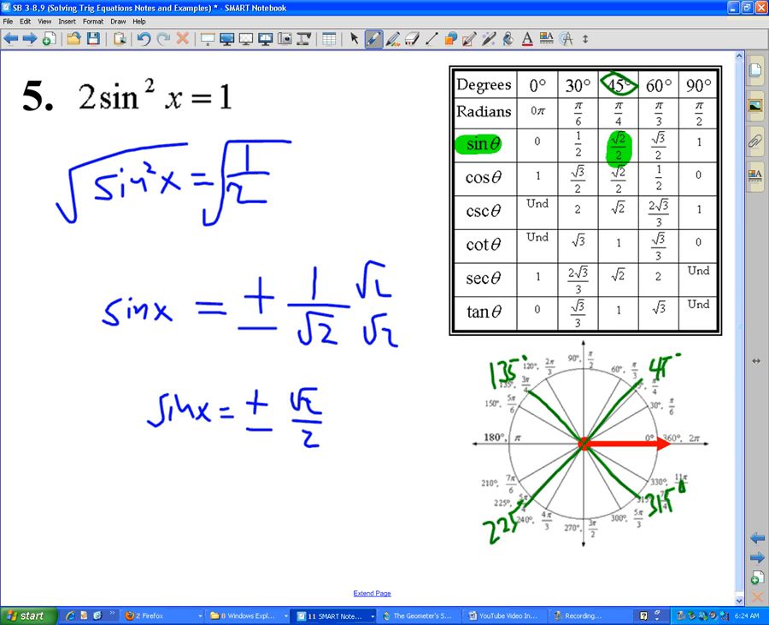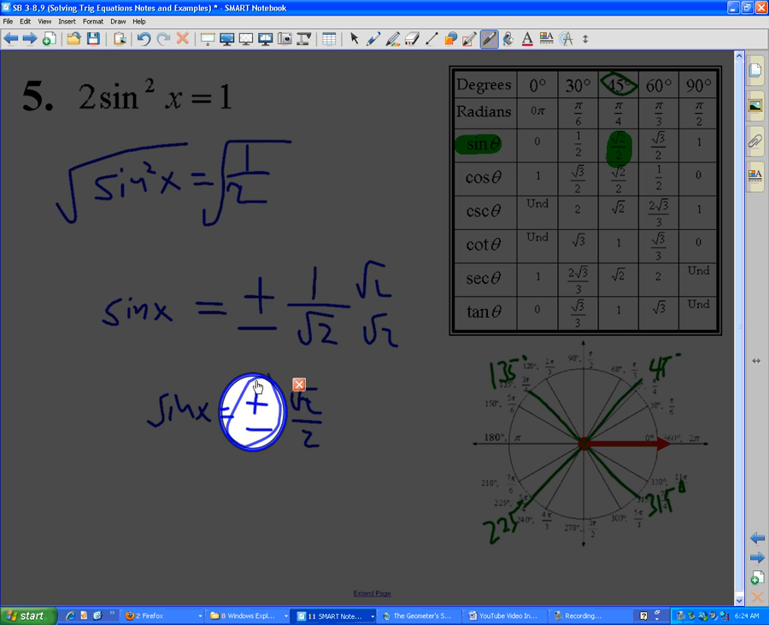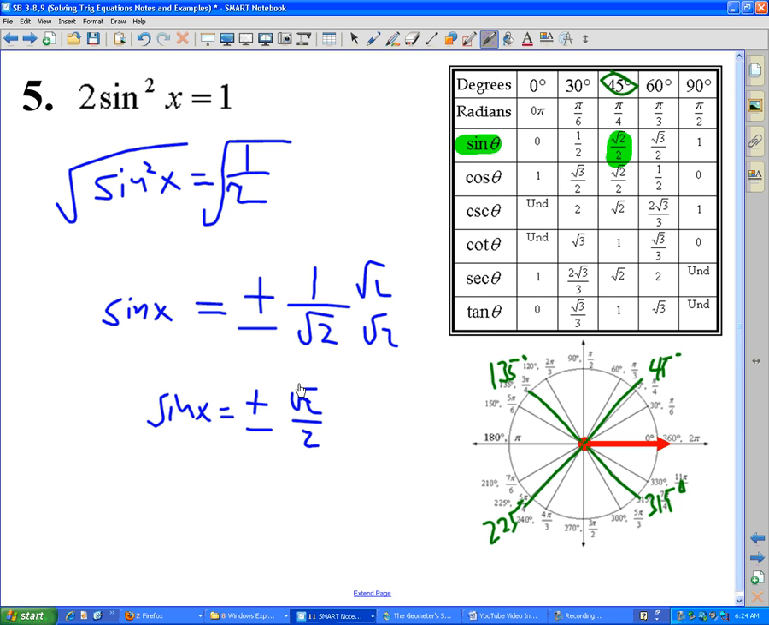Which ones do I want this time? Well, surprise, surprise, I want both positive and negative reference angles this time, right? Both positive and negative. There we go, there's our little highlight. And so we're taking them all.